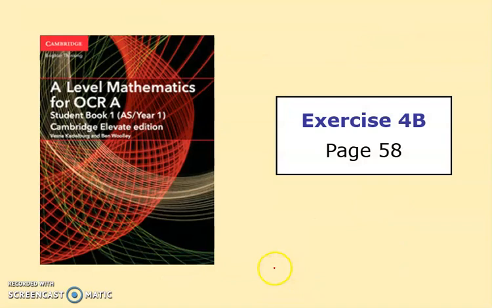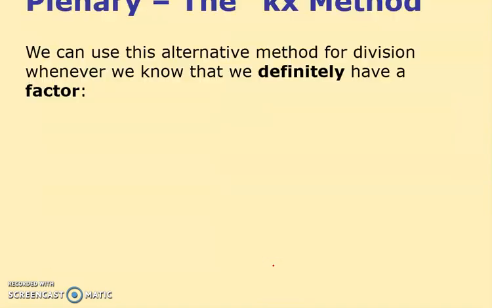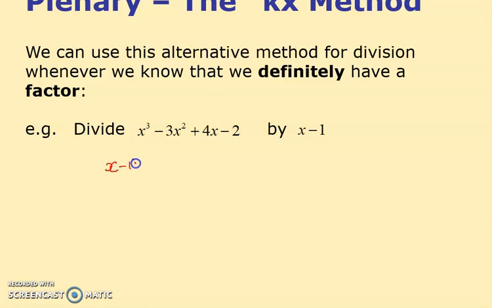Now I've got this for you, but I just want to highlight there is another method. And it's called the kx method. And it's quite handy. So I'm just going to quickly show you this. And perhaps then we can ask the question in class as to how to use it quicker, because it is a quicker method. Look, if I divide x cubed by x, you get an x squared answer. So you're really saying that x minus 1 times by something has got to equal x cubed minus 3x squared plus 4x minus 2.